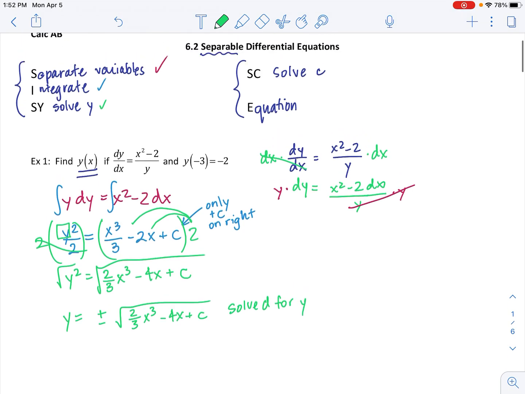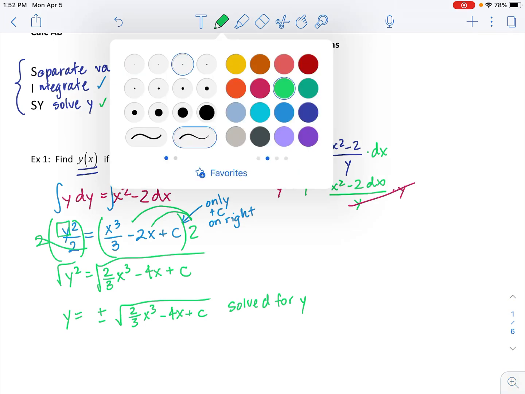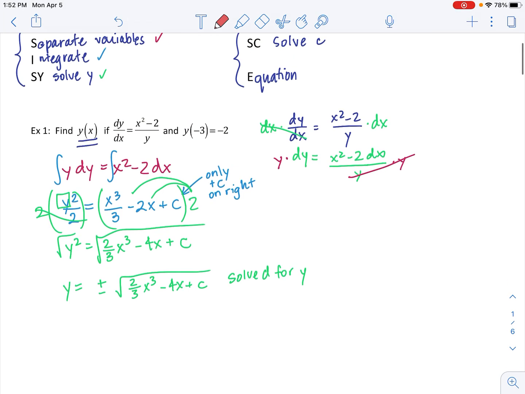But now my job, if you look at the reminders, is to solve for c. So let's keep changing colors here. In order to solve for c, I'm now going to input my initial condition. Remember, the -3 is x, and the -2 is y. Since the y is -2, I am going to write a negative square root with this plugging in of -3. If it was positive, I would just put a positive square root.